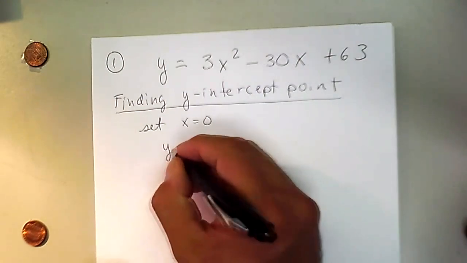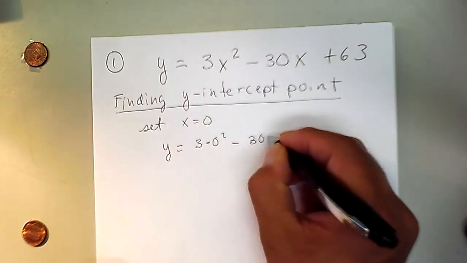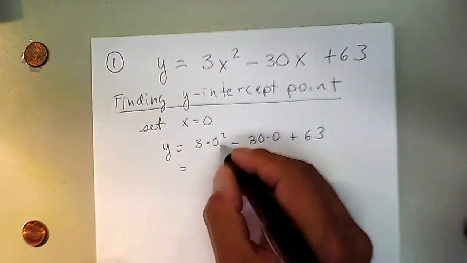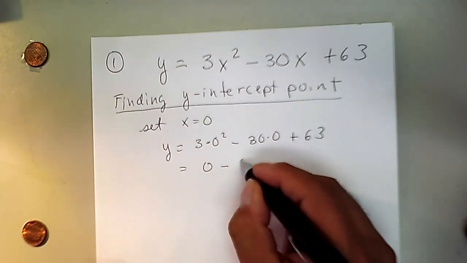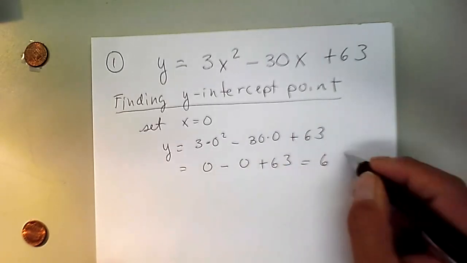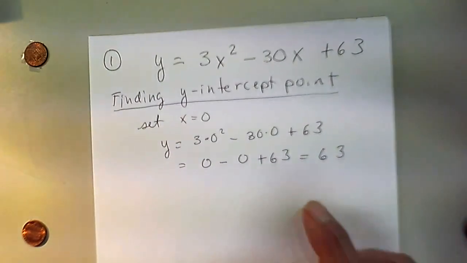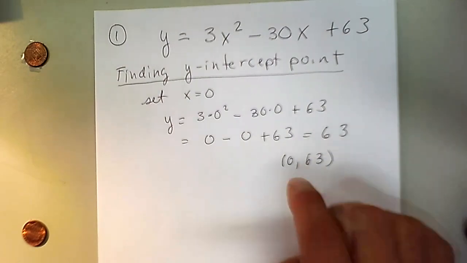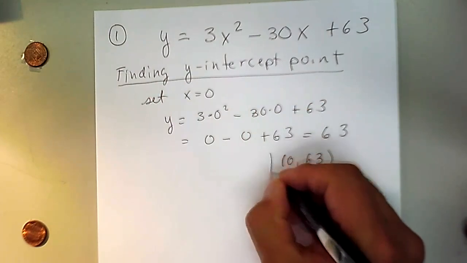So y will be 3 times 0 squared minus 30 times 0 plus 63. So that is, of course, 0 times 3, 0, minus 30 times 0, 0, plus 63. Of course, you can do this without writing all of that out. Okay, so the answer will be 0, 63. That is our y-intercept point. Finding the y-intercept point, there it is.